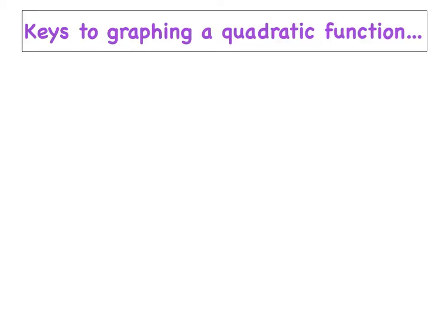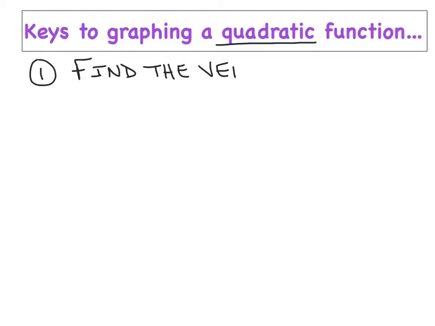Okay, let's talk about keys to graphing a quadratic function. And the number one thing I want you to do is to find the vertex. And I'm going to introduce you to a new little formula that's going to tell us where the vertex is located on a quadratic function. Sometimes instead of the vertex, we call it the turning point. And the formula says x equals negative b divided by 2a.